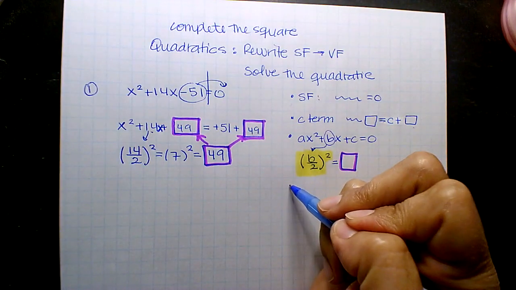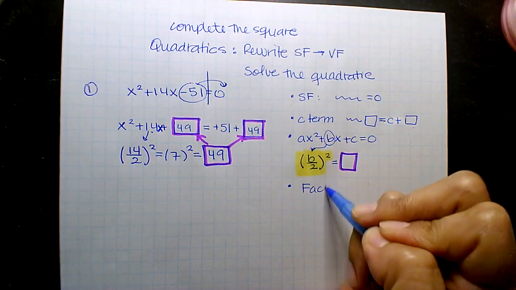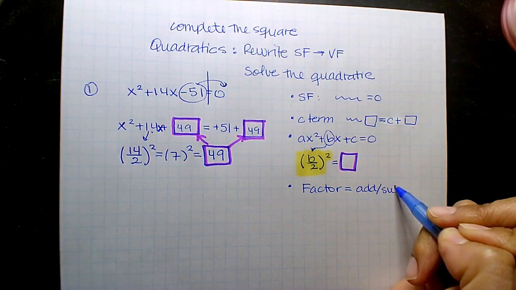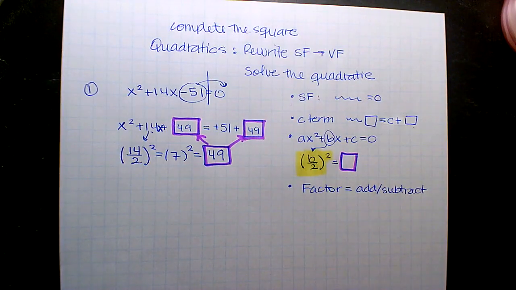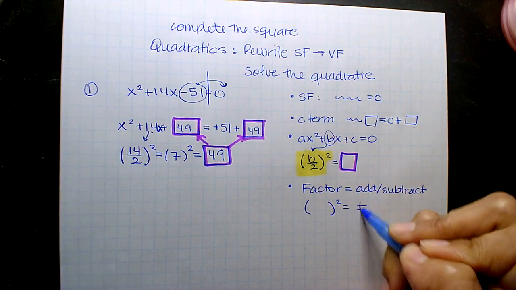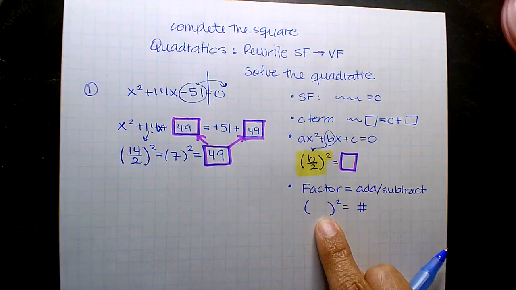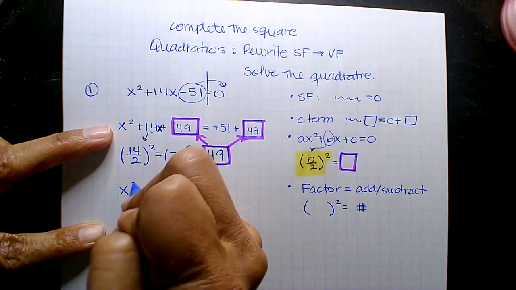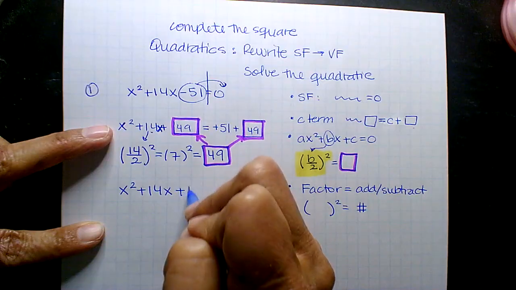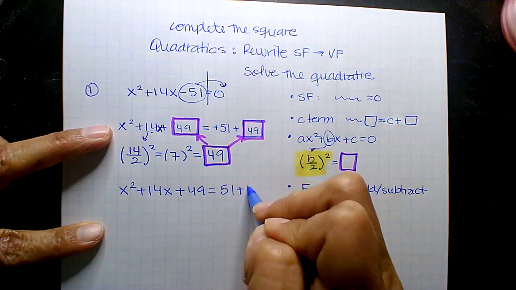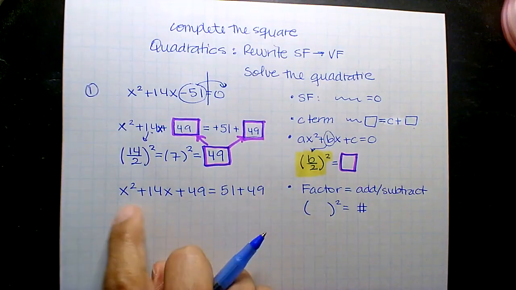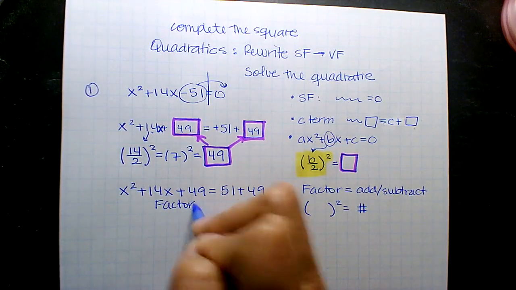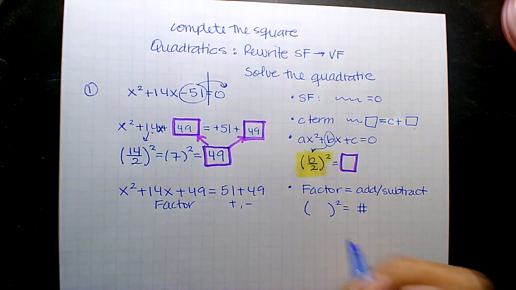Okay, so now what's the next step? You're going to factor the left, and you're going to add or subtract the right, depending on what the signs are. You're going to get a number on the right, and you'll get a binomial squared on the left. Here, let me rewrite it so you can see it clearly. So this is what I have, 51 plus 49. Just to bring this down so you can see it. I want you to factor this left side, and I want you to add or subtract this side, depending on what they want you to do.